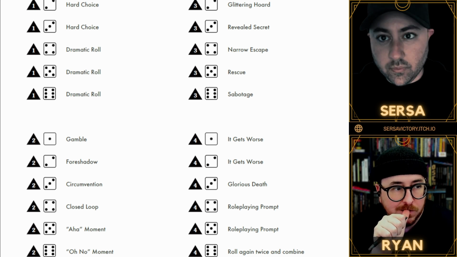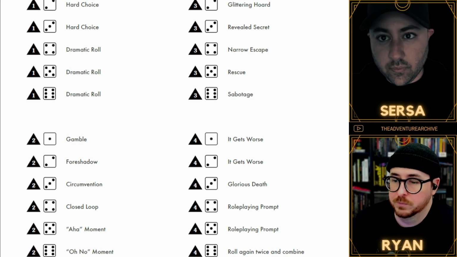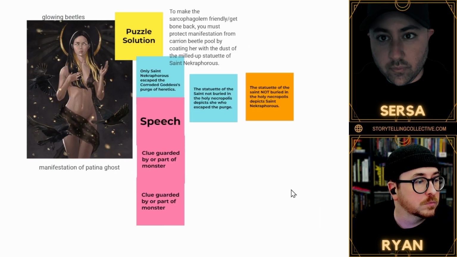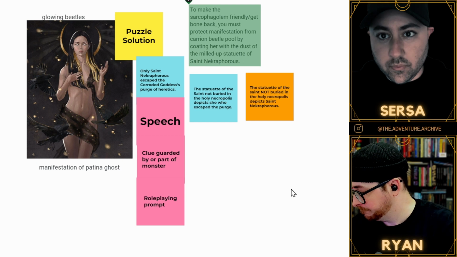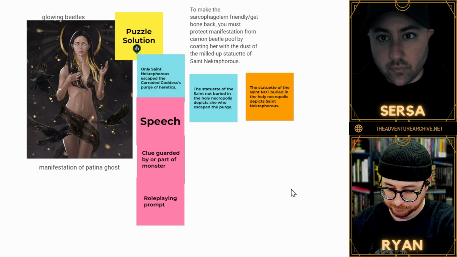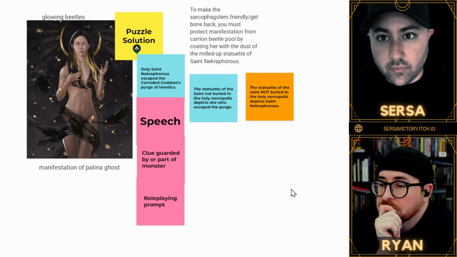I'm running out of space here, but basically, if you go back to slide 16, these are the ingredients of our first clue for the puzzle. Again, I keep repeating myself, so I apologize, but I really want to drive it home. We have something in the dungeon. It's either guarded by or is part of a monster. It can talk, and when the players interact with it, it will tell them that only Saint Necrophorus was the one who escaped the corroded goddess's purge of heretics.